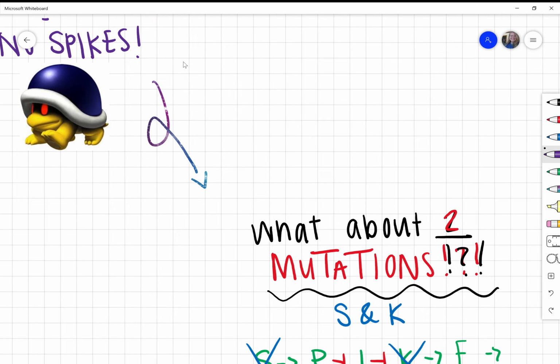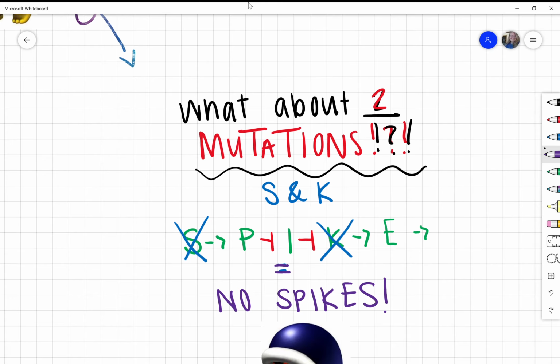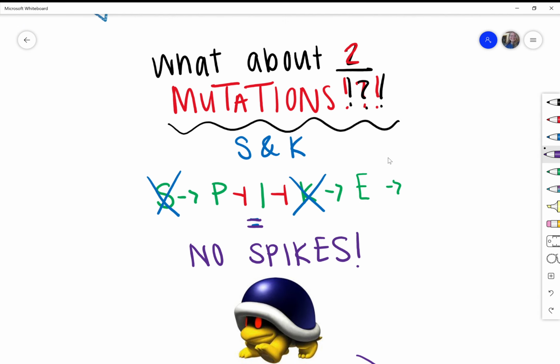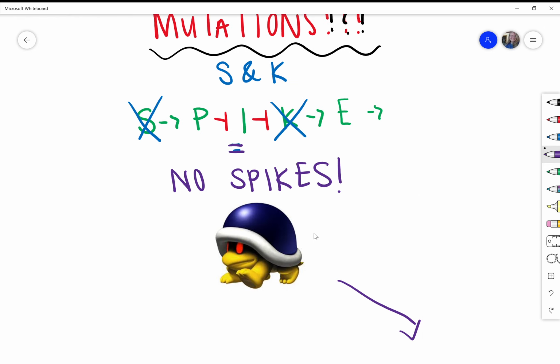Here's another example with two mutations, specifically S and K. At the beginning of the sequence, there's no S, which is unable to promote P, which keeps I from being blocked, and now that we don't have a K, we have nothing to promote E, so there's nothing to promote the development of spikes, so again, we get the smooth top shell.